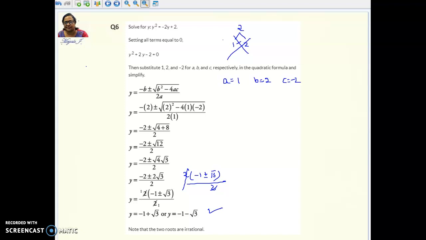Root 3 is irrational, right? So here factorizing is not that easy whenever you get some irrational numbers. We'll go for the next one. We'll see in the next slide.